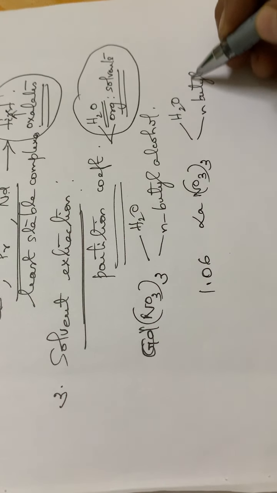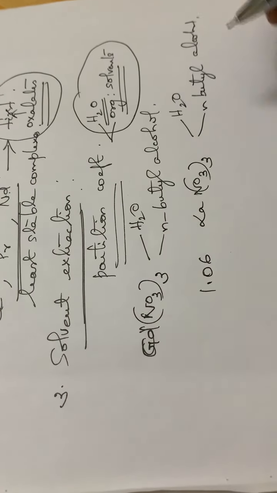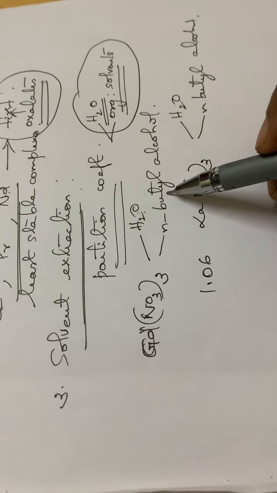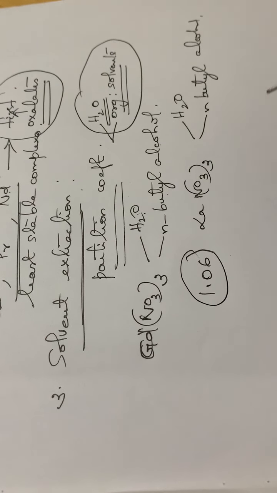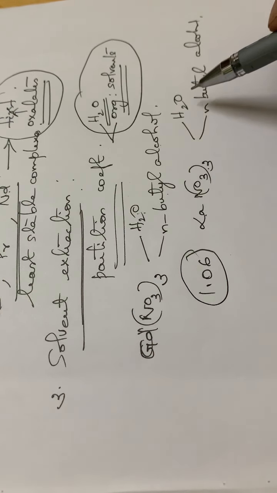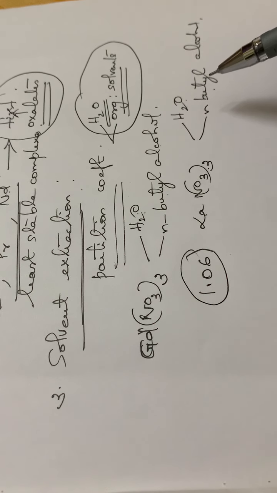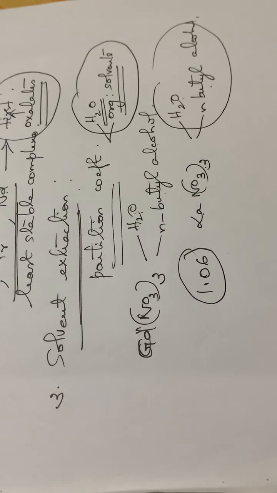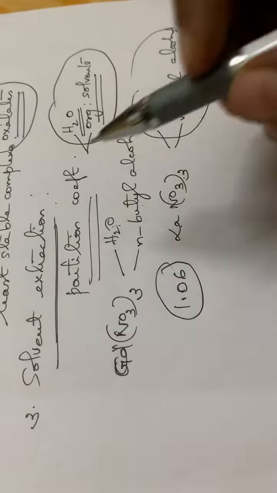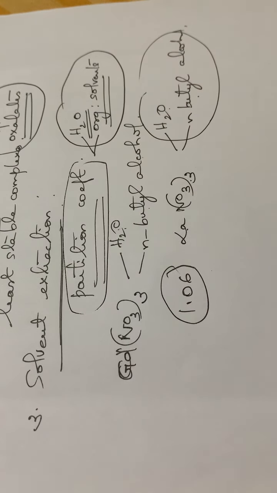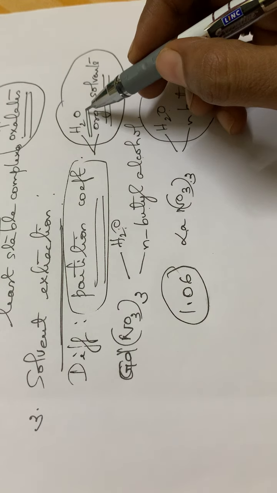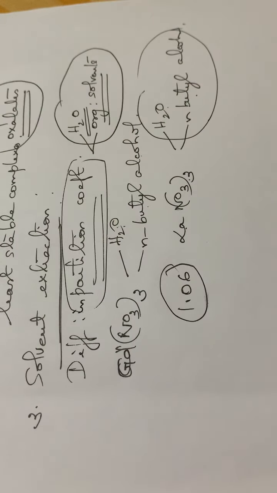The partition coefficient of gadolinium nitrate between water and N-butyl alcohol is 1.06 times greater than that of lanthanum nitrate between water and N-butyl alcohol. This extraction is done with the help of water and N-butyl alcohol. That is the solvent extraction, and the principle used is the difference in the partition coefficient between water and organic solvents. Then the next one, that is precipitation.